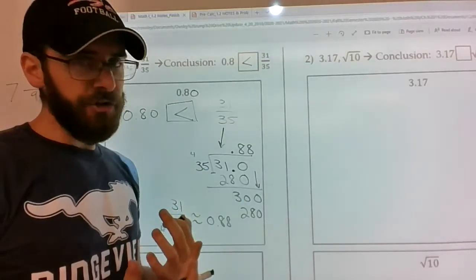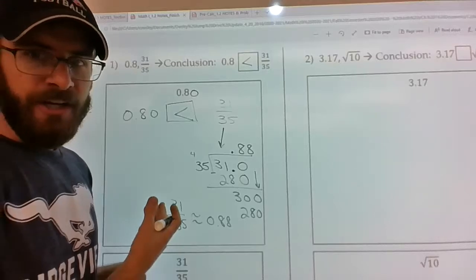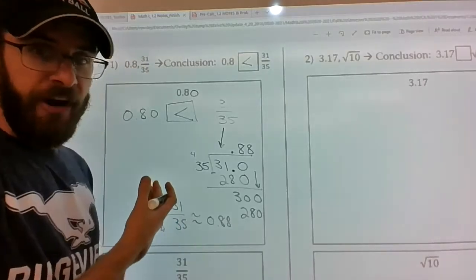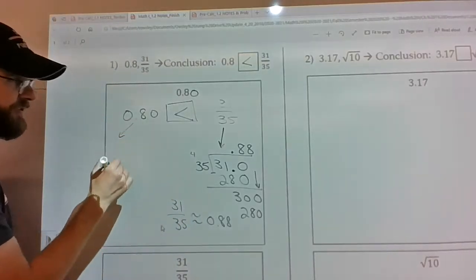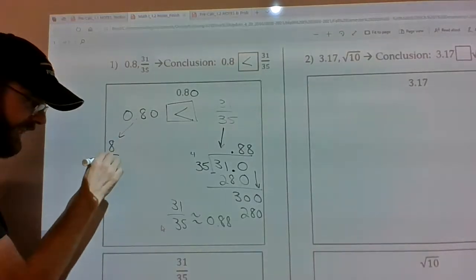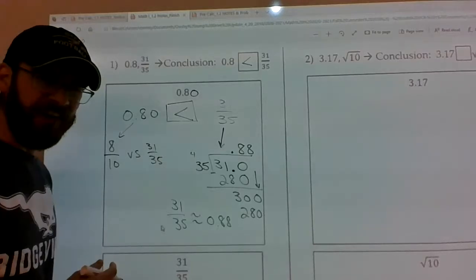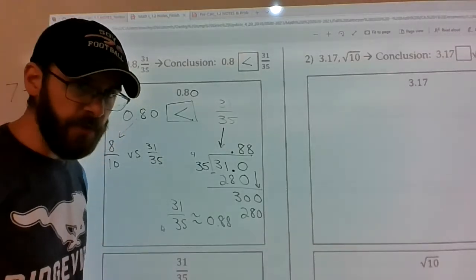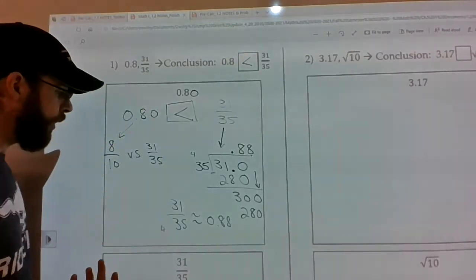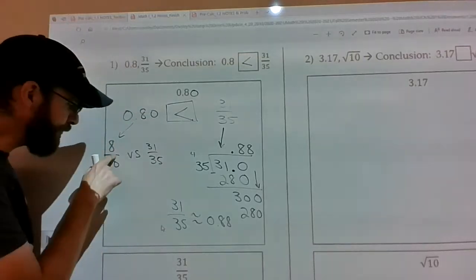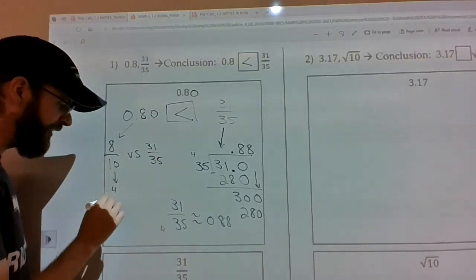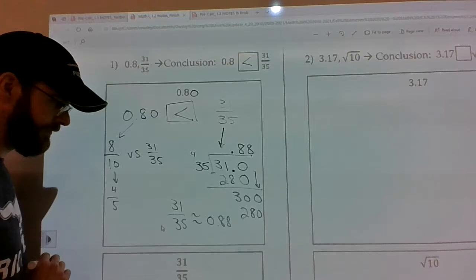All right, so make sure you're able to do that. I mean, you could have done the whole convert the decimal into a fraction like this. So 8 over 10 versus 31 over 35. But at that point, you'd have to find a common denominator between the two. And, well, you know what? I can do that. 8 over 10 is the same as 4/5 if you reduce the fraction.